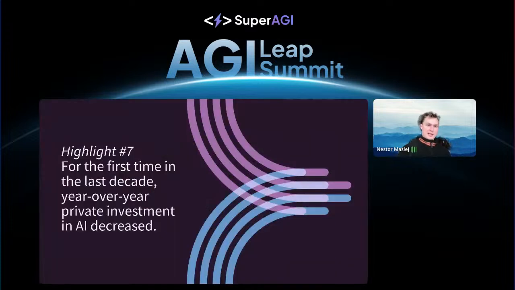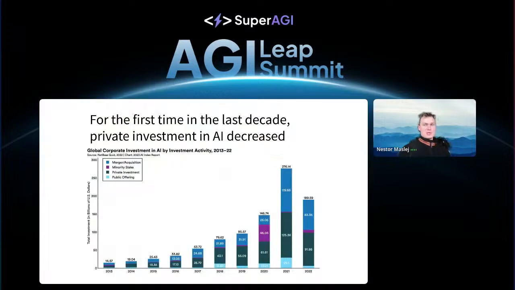The seventh highlight, and perhaps a surprising one for some people, is that for the first time in the last decade, year-over-year private investment in AI decreased. So if you look at global corporate investment in AI by investment activity, you'll find that there was less investment in 2022 than there was in 2021.